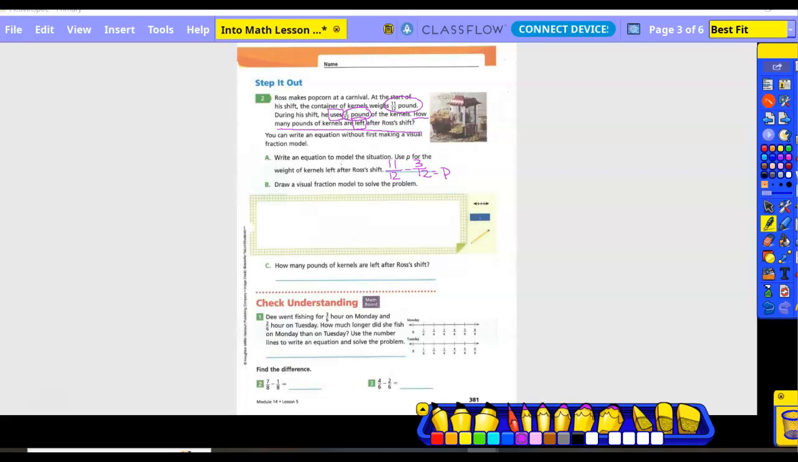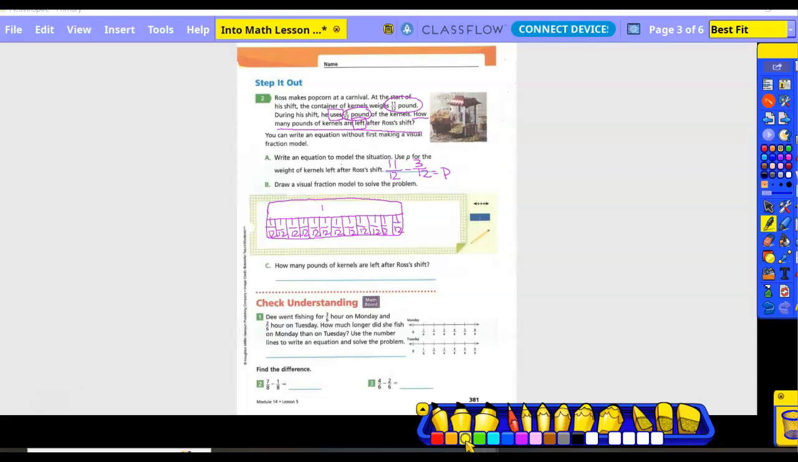So draw a visual fraction model to solve the problem. So I'm going to draw my fraction bar. And then what am I going to do? Break it into how many pieces? 12 pieces. And then each one of those is going to have what in it? Okay, so how much of those 1/12 do I color in?